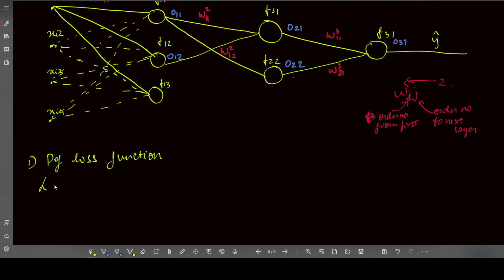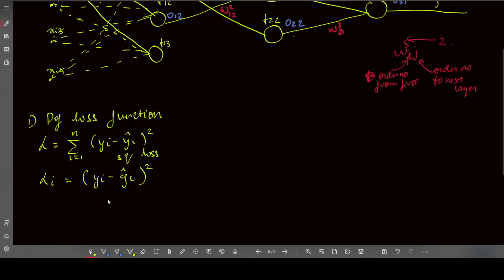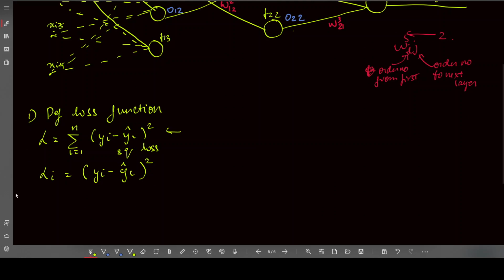So my loss function again, for simplicity's sake, I'm going to take as the sum over i equals 1 to n of (yi minus yi hat) the whole square. This is the squared loss function. So my loss at a particular point is just (yi minus yi hat) the whole square. Correct? So basically, I can write this equation as sigma i equals 1 to n li the whole square. I've just put this over here.